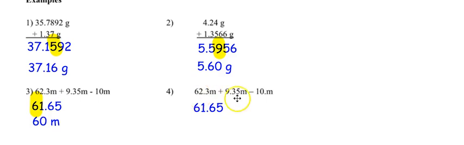But now look at the difference. Same 62.3, same 9.35, but look at this now. This is the 10 with a decimal point. So we have the tenths, hundredths, and the ones, which is least precise, the ones. So I need to round to the ones value. Look at the difference that decimal makes. And that will be 62 meters.